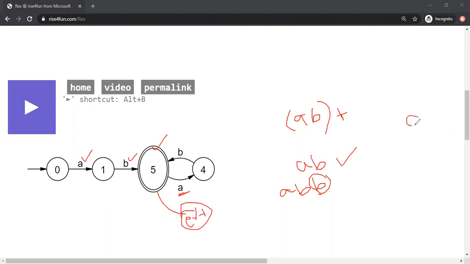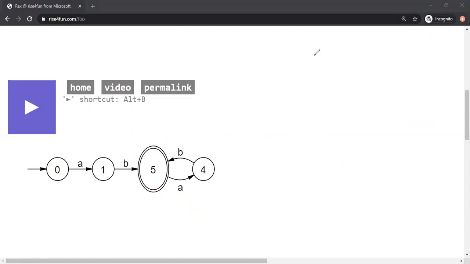Let's say the input was AA. What happens in that case? The first A brings us to state 1, and then we look at state 1. The only thing we accept is B, so if A is coming, we go to the error state. This is how we interpret things that we didn't explicitly model. It would be too boring for all these connections to go to the error state, because there would be too many arrows, so we implicitly leave out the error state.